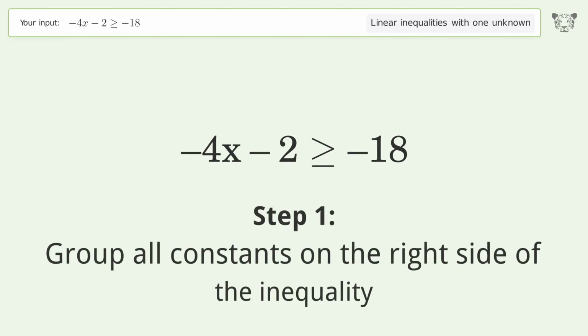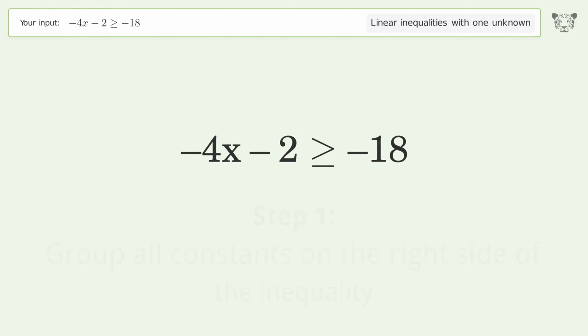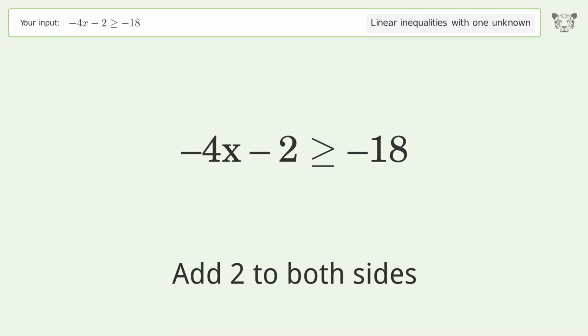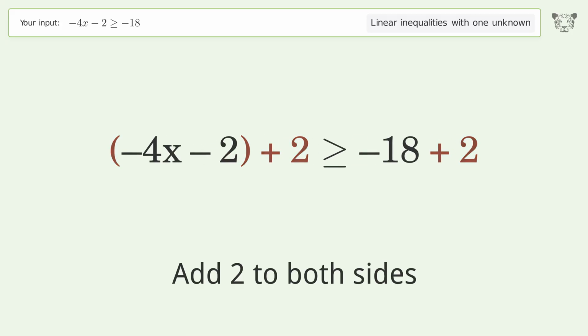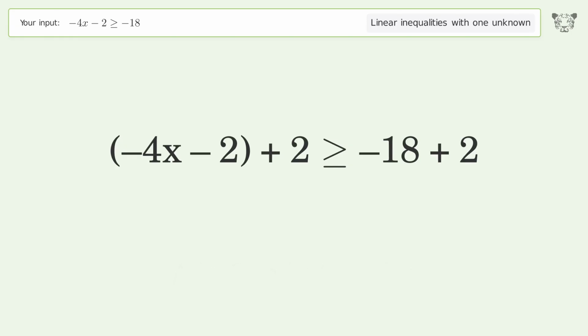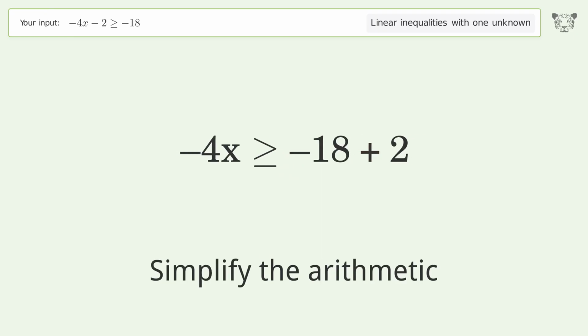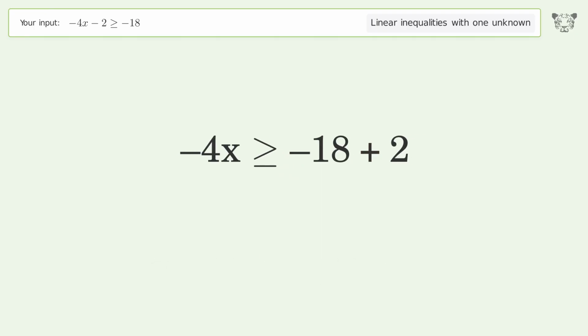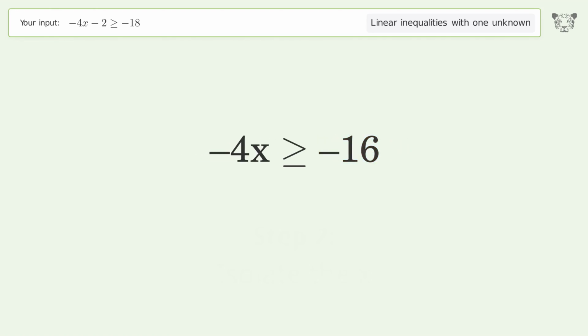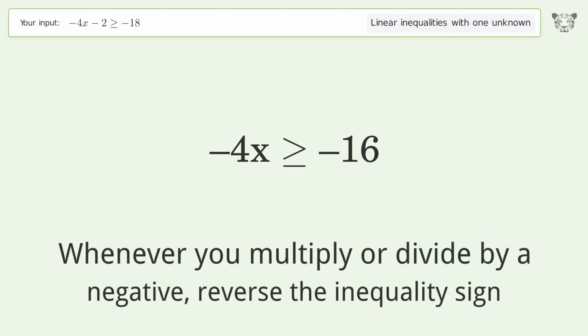Group all constants on the right side of the inequality. Add 2 to both sides. Simplify the arithmetic. Isolate the x. Divide both sides by -4. Whenever you multiply or divide by a negative, reverse the inequality sign.